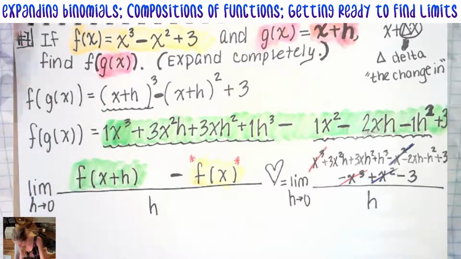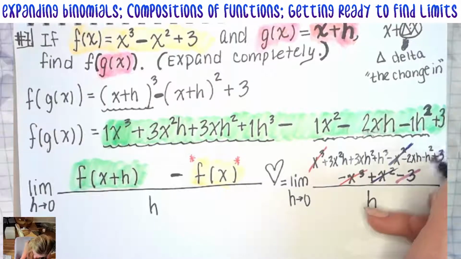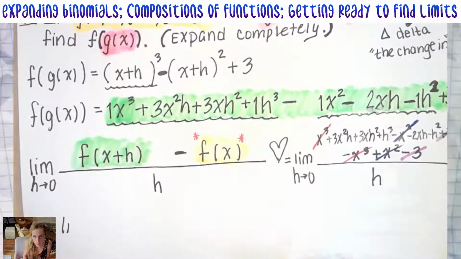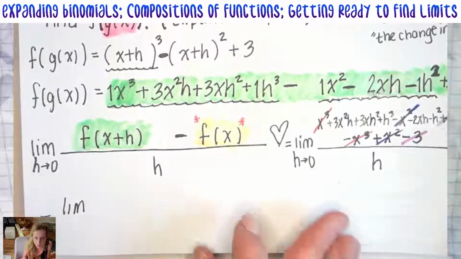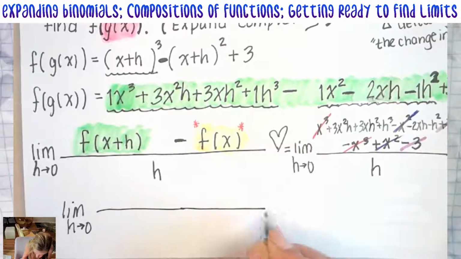Next, I wanted to find another color pen, but nope, I'll use purple highlighter. Now here, a negative x to the third, positive x to the third. Gone. Next step, equals, keeping that limit. Oh, am I in front of it? A bit. Let's do this. How's that? The limit as, scooch it up a smidge, h approaches 0 of, and what do we have left?